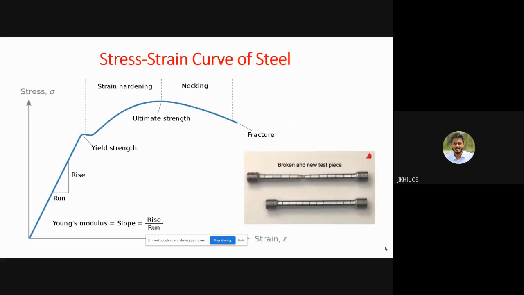So the main important curve of steel is the stress strain curve of steel. So for drawing the stress strain curve of steel, we have the stress on the y-axis and the strain on the x-axis. This is based on the tensile test on the steel rod.